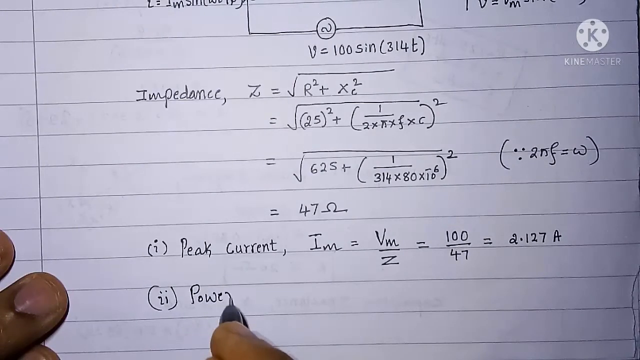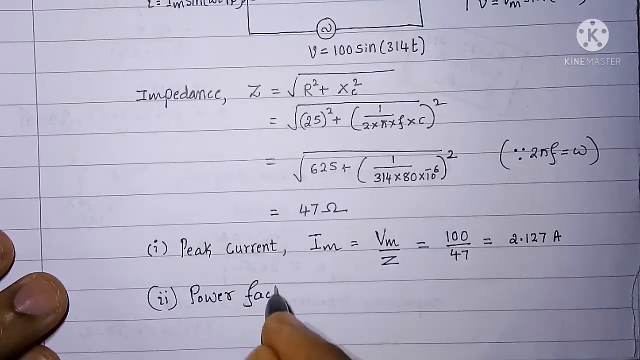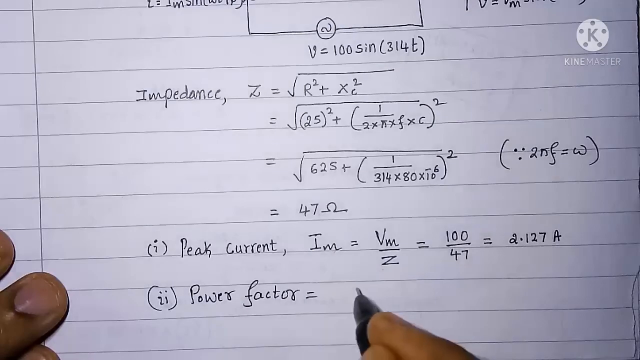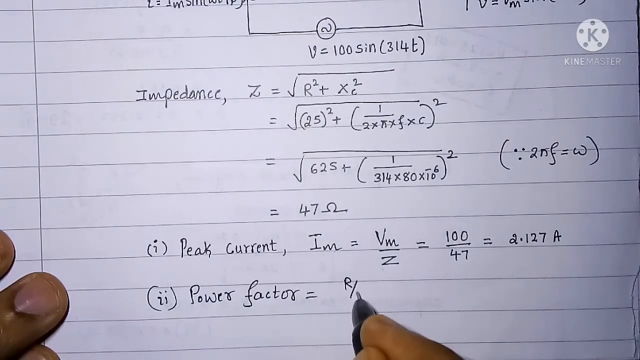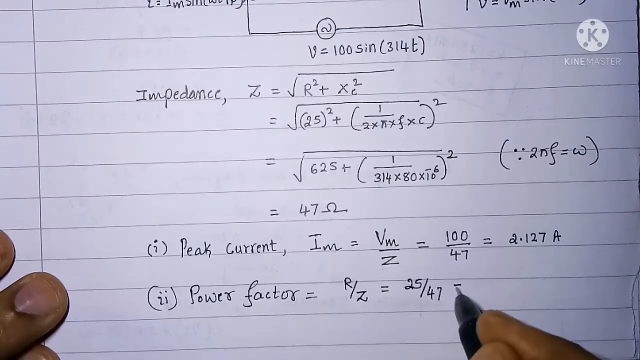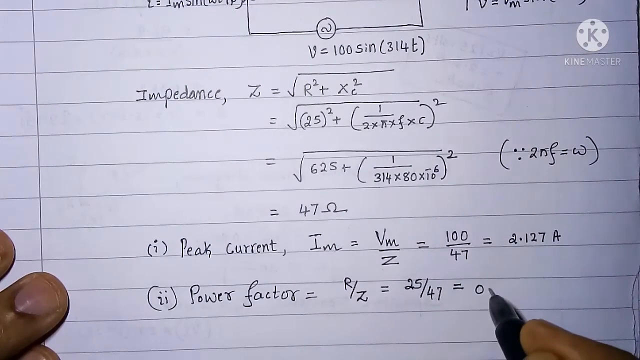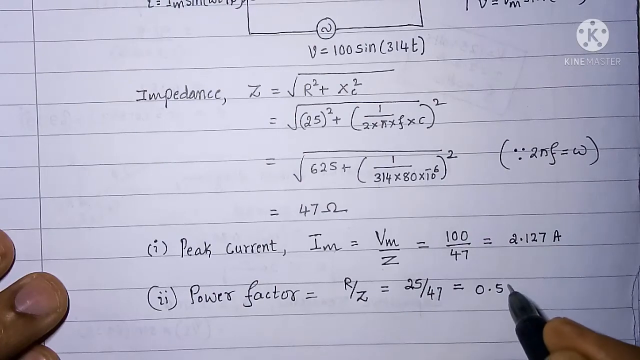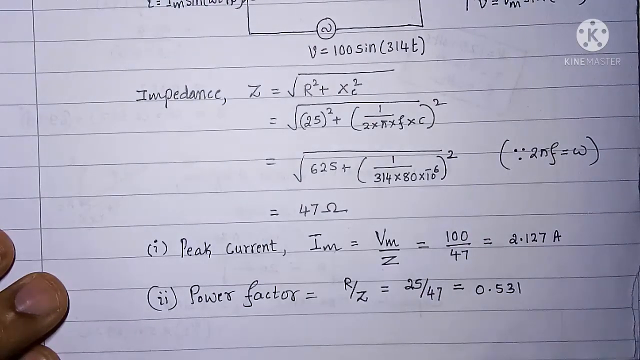Next we have to calculate power factor. Power factor is equal to R by Z, that is equal to 25 divided by 47, and that is equal to 0.531.